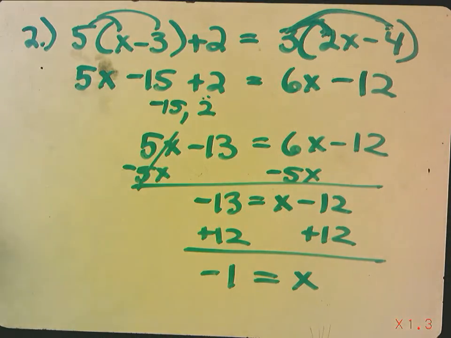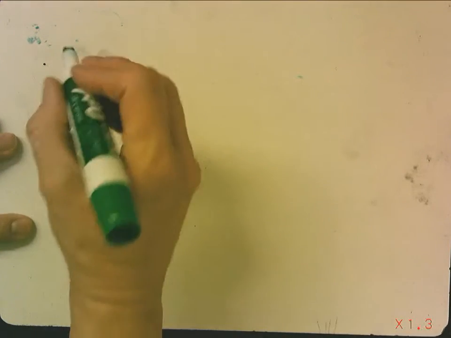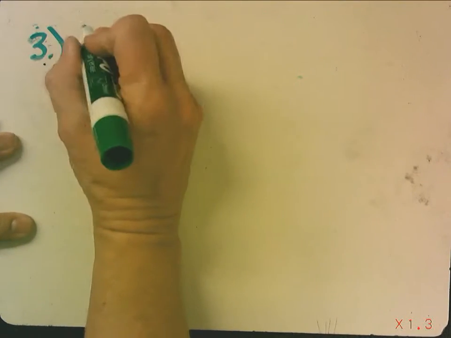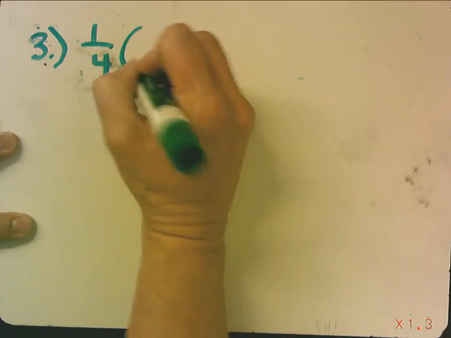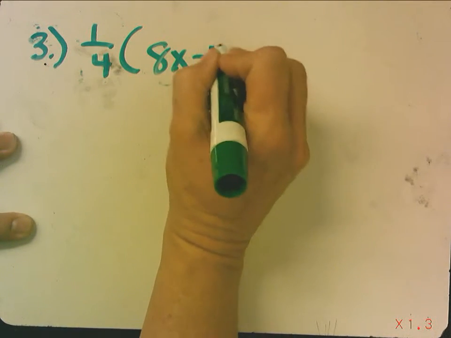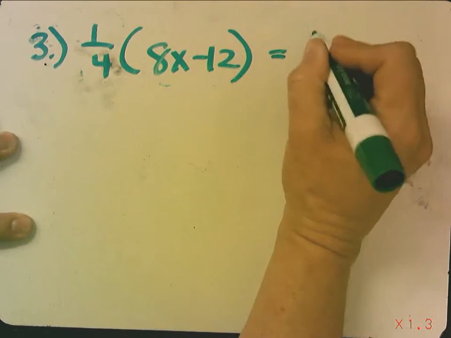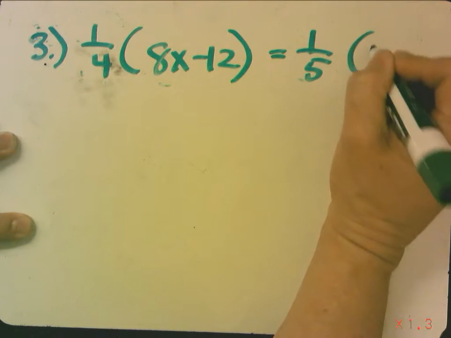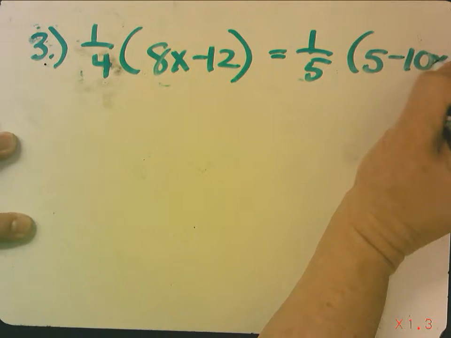Now you can repeat the video, slow the video down, speed the video up, whatever you find helpful. For number 3, 1/4 times 8x minus 12 equals 1/5 times 5 minus 10x.